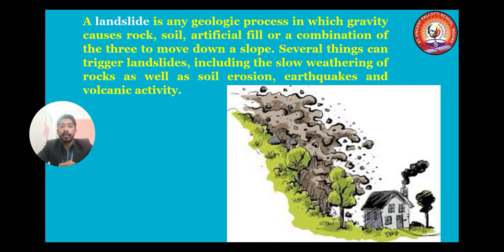What's a landslide? A landslide is any geologic process in which gravity causes rock, soil, artificial fill, or a combination of the three to move down a slope. Several things can trigger landslides, including the slow weathering of rocks as well as soil erosion, earthquakes, and volcanic activity. So, landslide means slipping of soil or rock from a hill to a valley. This is known as landslide.